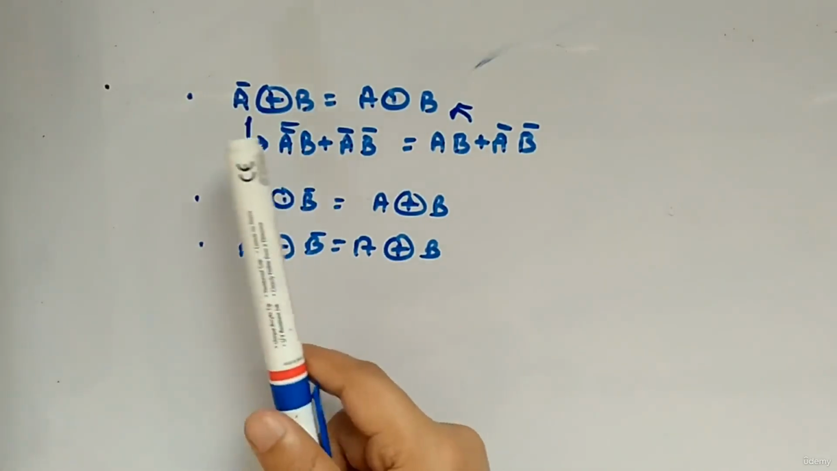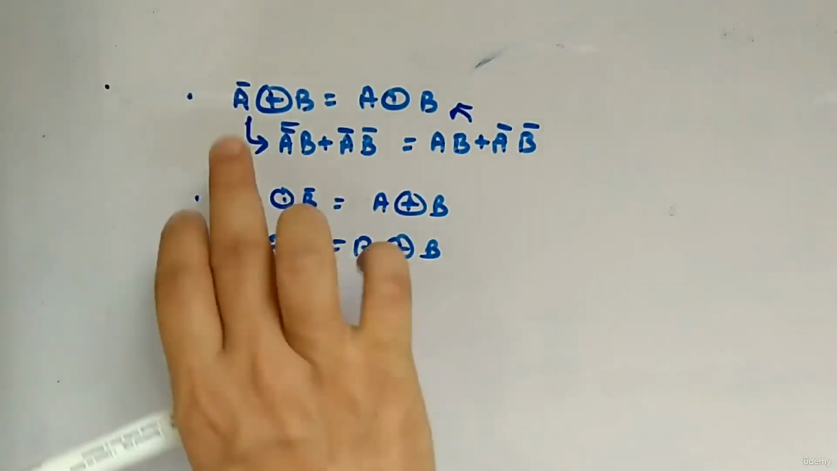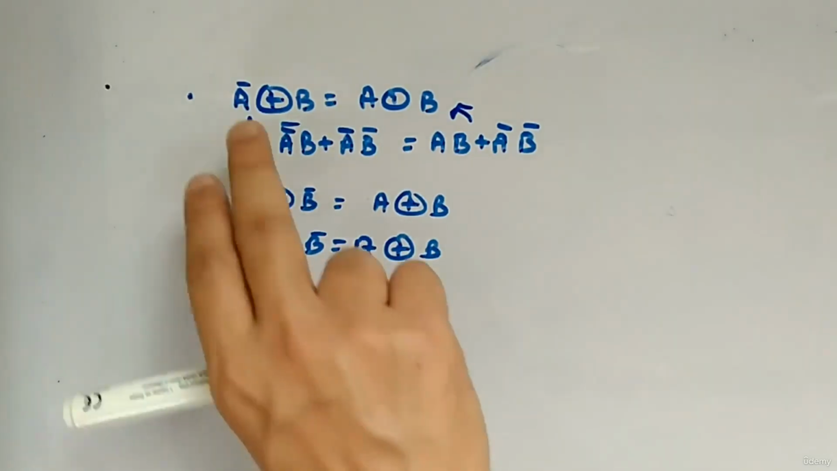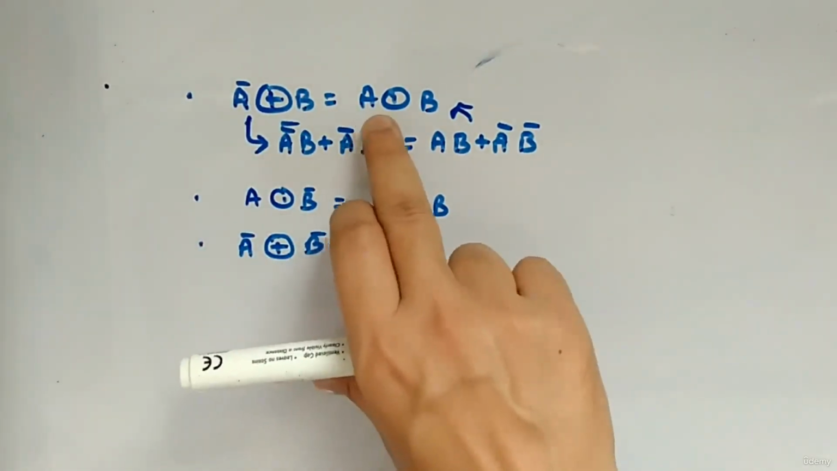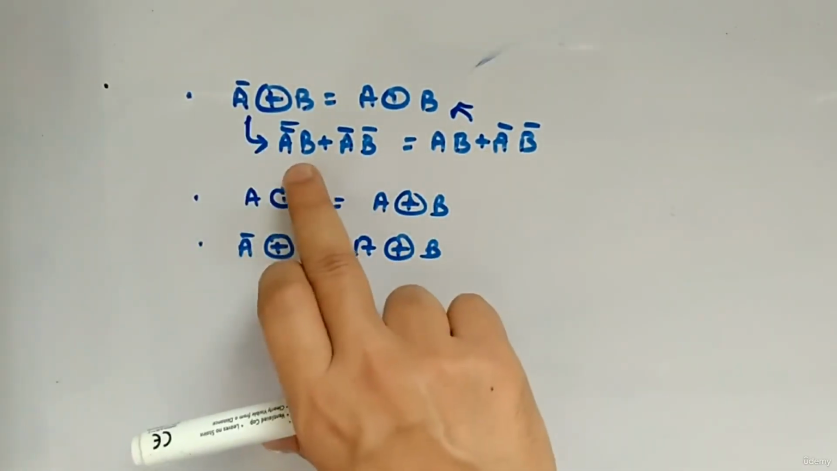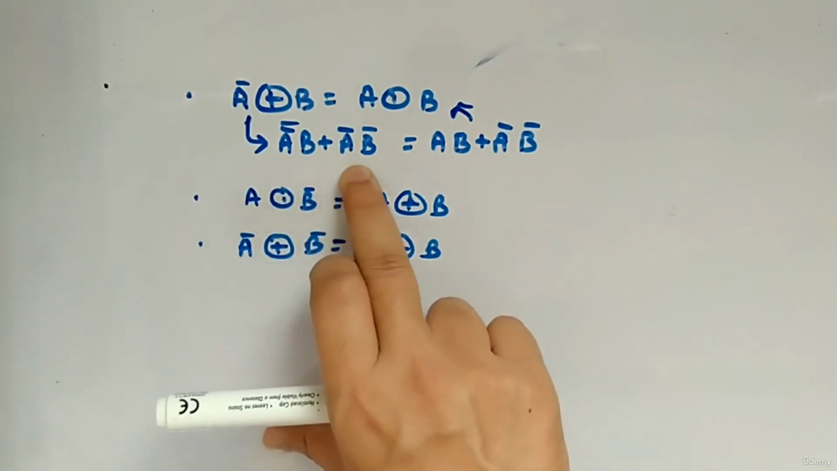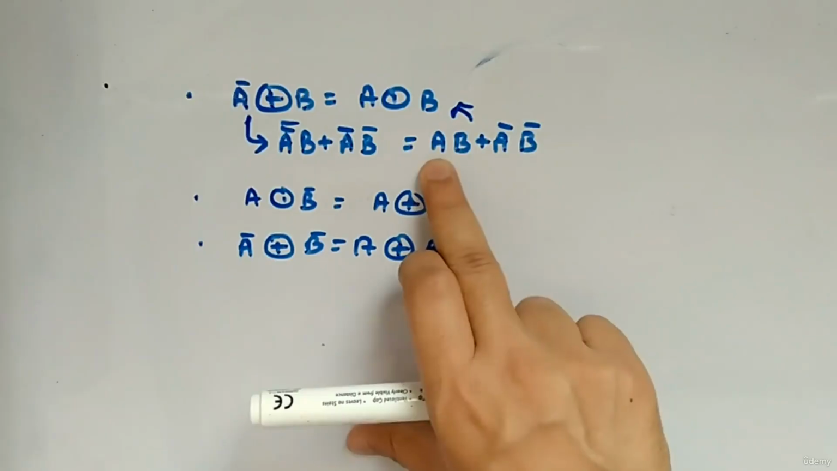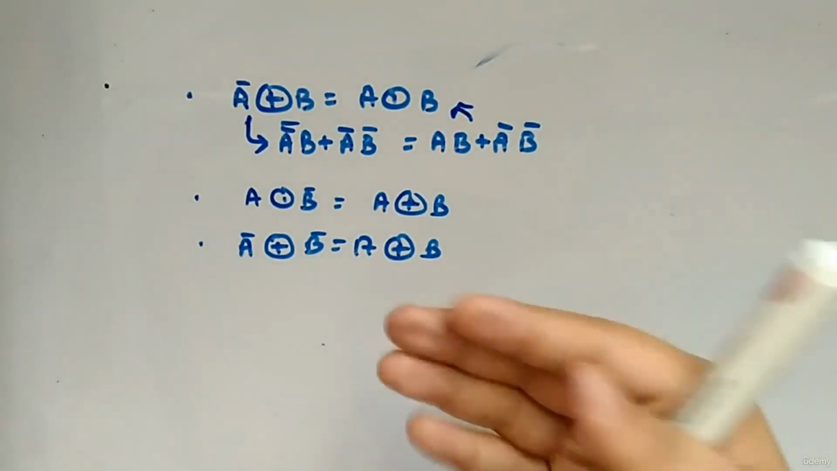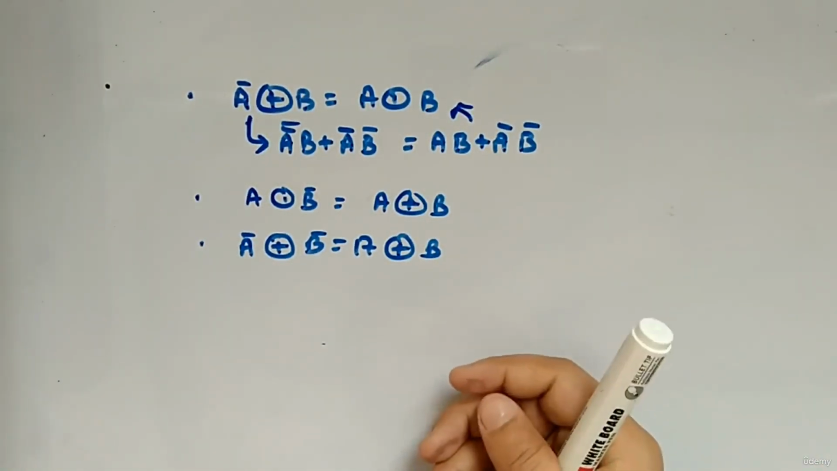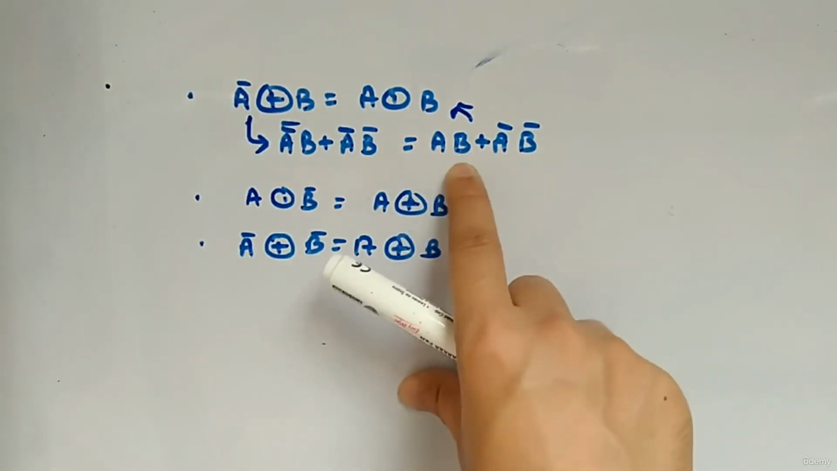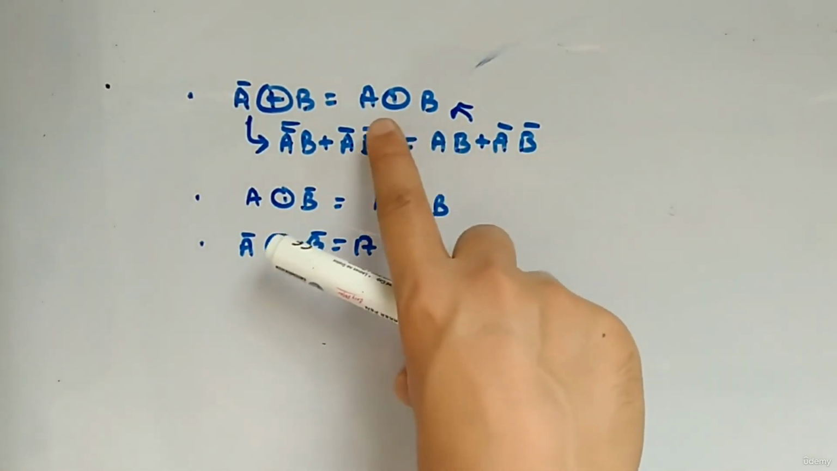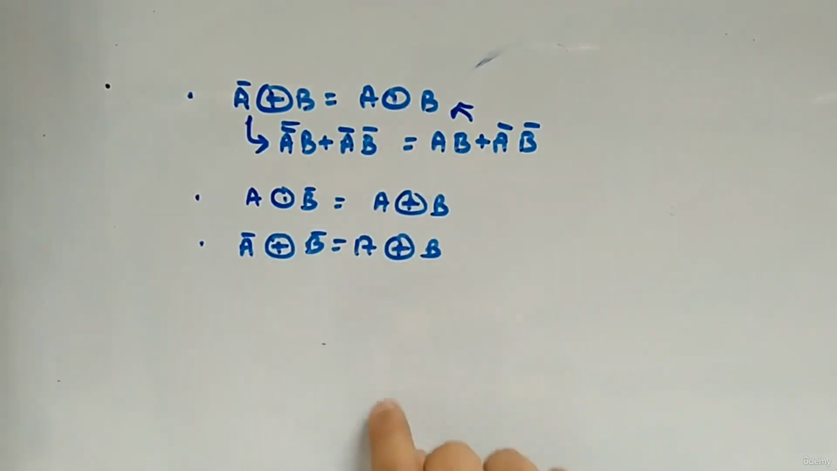Let's look at a few more properties. If you do A bar XOR B, instead of A XOR B, this will be equal to A XOR B. This is how you expand it: A double bar B plus A bar B bar. A double bar will be equal to A only, since you are complementing a number two times, so you get the same number: A dot B plus A bar B bar. This is exactly the same expression as when you open A XOR B.